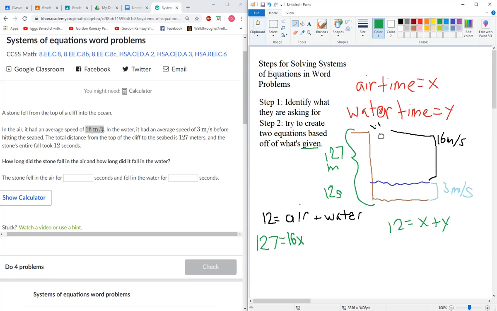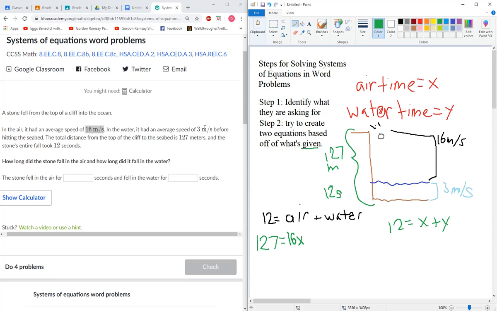Like if I go for 1 second, I had 16 meters. If I went for 2 seconds, 32 meters. If I went for 3 seconds, 48 meters, and so on. If I want to find my total distance in the air, I just need to multiply this by my seconds. And if you have any questions about that, we can go over it on the virtual office hours, okay?